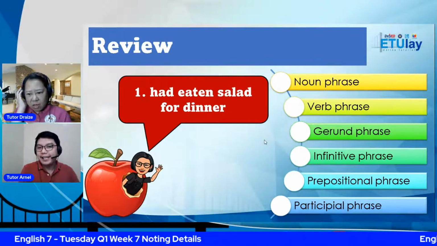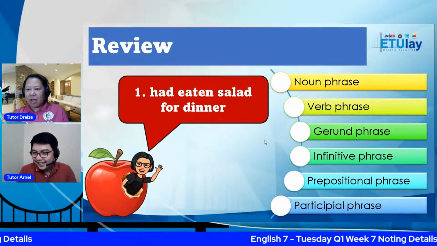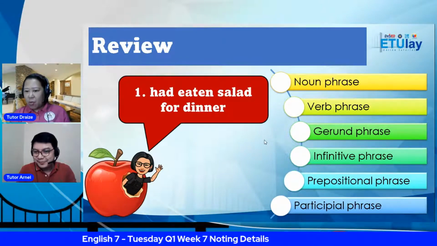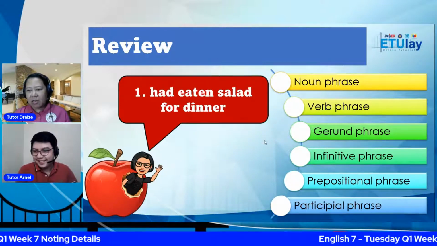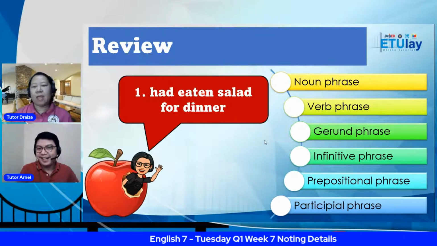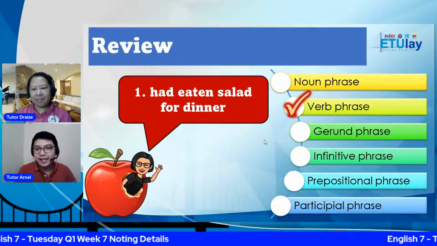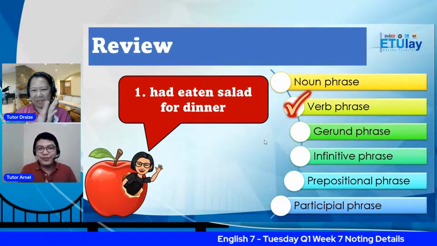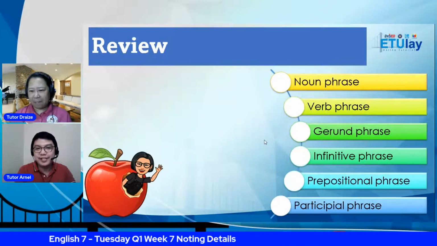There are already some people typing in their answers, and John Louis is saying it's a verb phrase, and so are Pauline and Cyrus and Eds and Eunice and Lorraine and the rest of them. They are all choosing verb phrase. All right, so thank you, Tutor Drazel. Let's see if their answers are correct. Okay, excellent. The correct answer is verb phrase. Very good, students. So let's see the second group of words.